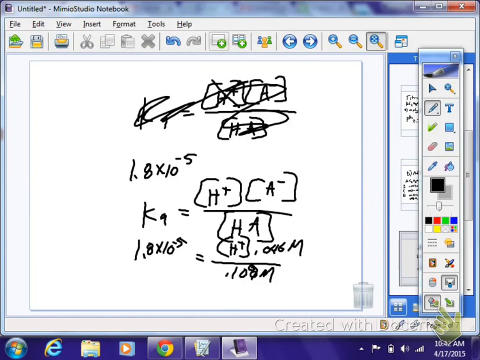So did you get 4.2 times 10 to the minus fifth for your H plus concentration? Anybody not get that? So we're solving for H plus, so we multiply 1.8 times 10 to the minus fifth times 0.108. We divide by 0.046. We get that concentration. We log that number, and we get an answer. It's 4.3, right? 4.4. Any questions with that?